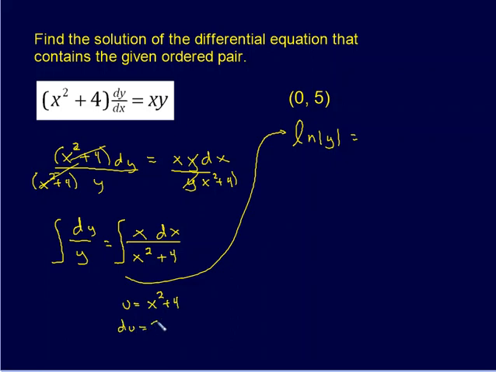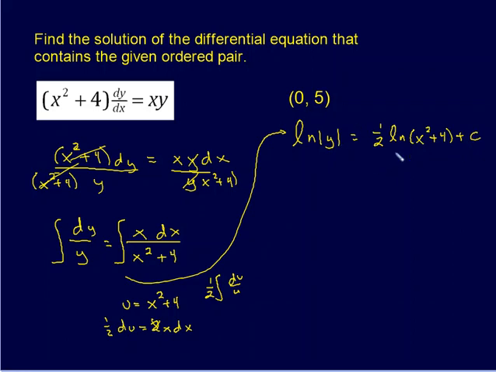du is 2x dx. So x dx would be 1/2 du, right? So just as a side note, this integral now is 1/2 integral du over u, which makes this another natural log integral, but times 1/2. So I've got 1/2 natural log of u. Now I'm going to go back and remember that u was x squared plus 4. And there we add our plus c.